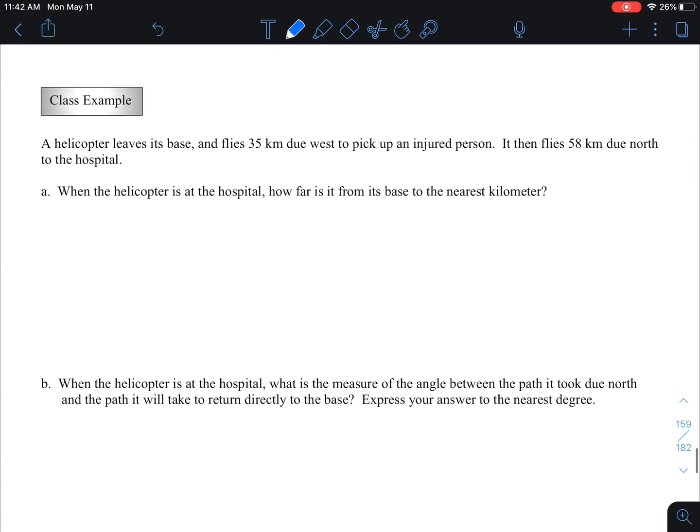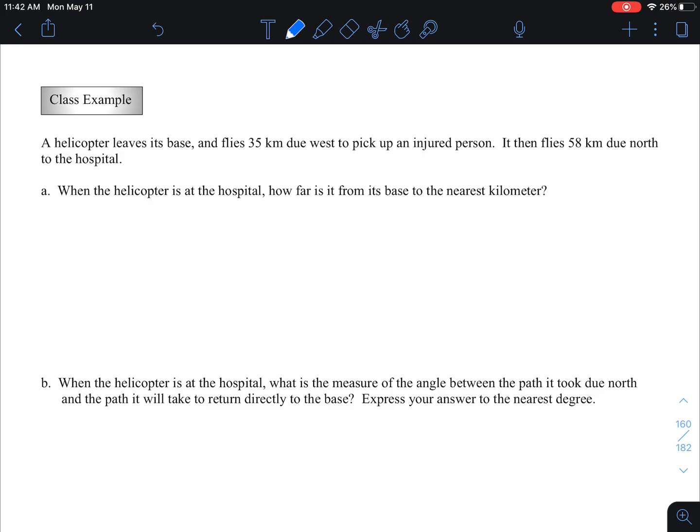So, a helicopter leaves its base and flies 35 kilometers due west to pick up an injured person, and then it flies 58 kilometers due north to the hospital. When the helicopter is at the hospital, how far is it from its base to the nearest kilometer? Okay, so the obvious thing that's missing from this problem is a diagram, right? So before we work through this, let's try and figure out what the diagram is here first.